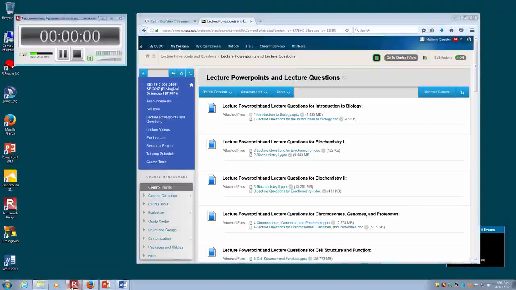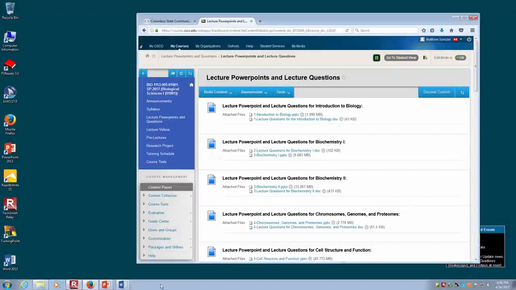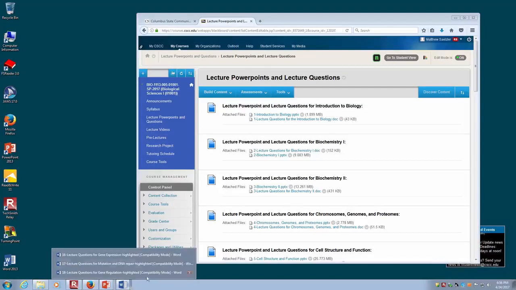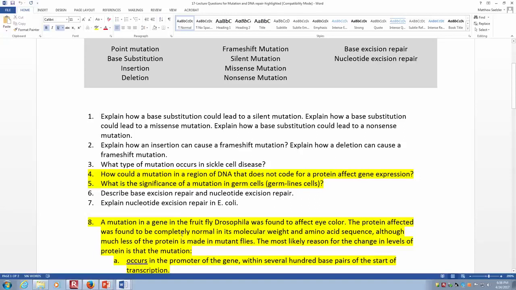Your questions for mutations in DNA repair? Okay. The first question that I want to go through is: how can a mutation in a region of DNA that does not code for a protein affect gene expression? So you should be able to give me 2 examples. No, 3, but yeah. Sorry, go ahead.